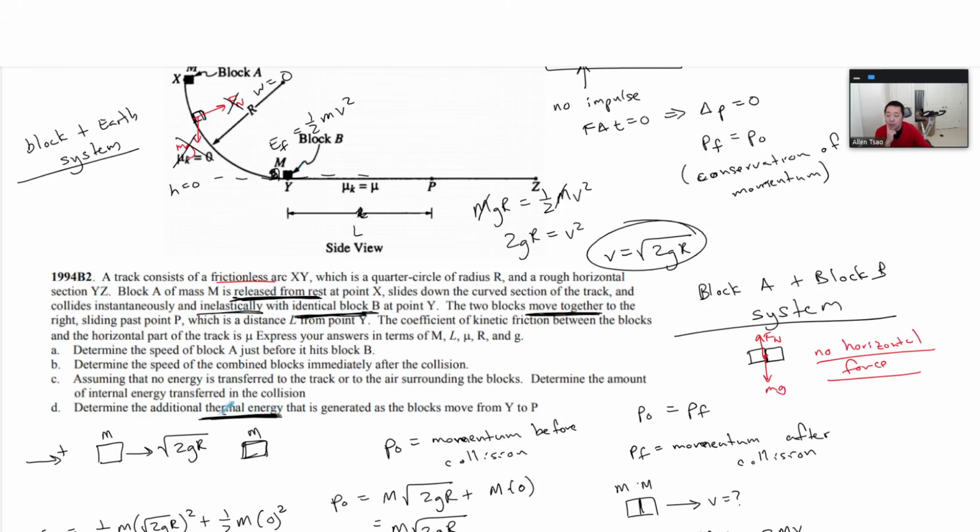So if I want to ask about the thermal energy, I want to consider what is the work done by friction in this scenario as it goes from here to here. Now, there's a couple ways you could do this. You could just do the force of friction times the displacement. That's one way you could do work. Or you could say the work done by friction causes a change in the kinetic energy, or change in the energy of the blocks.